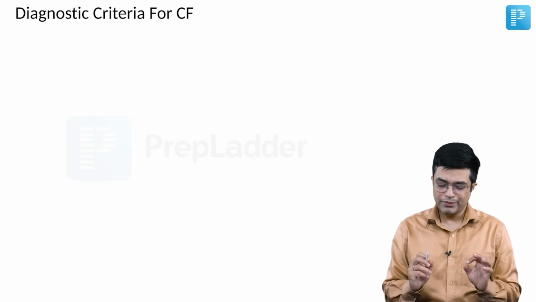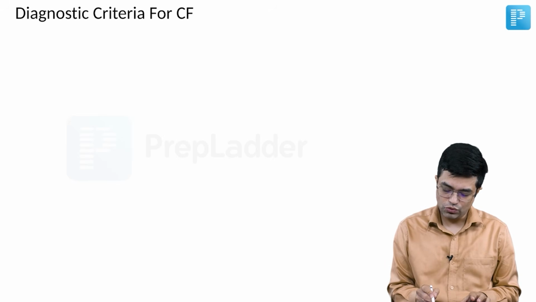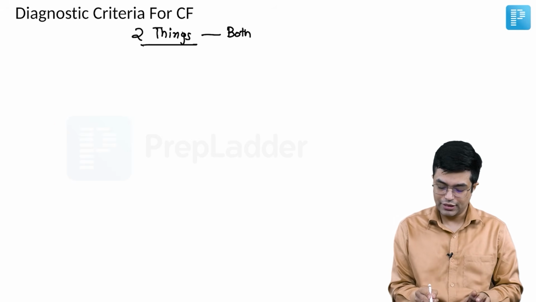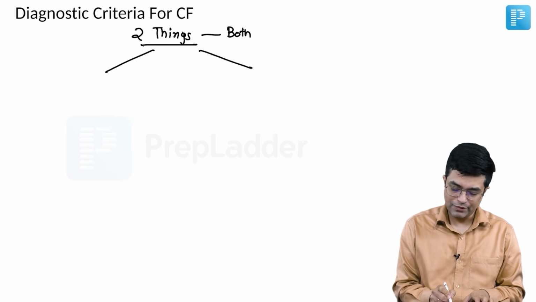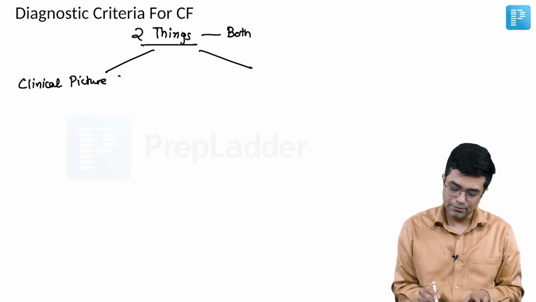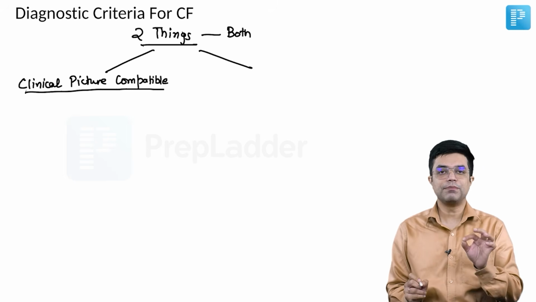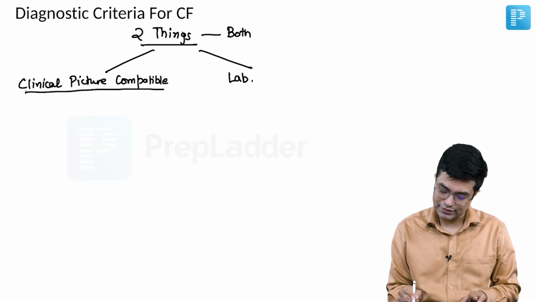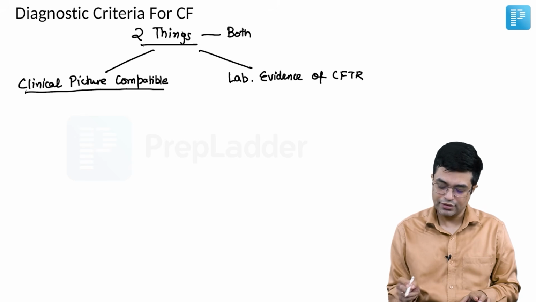I'll be dissecting out. So to make the diagnosis of cystic fibrosis, two things have to be fulfilled, and both of them have to be fulfilled. It is not that one out of them should be present. So what are the two things? First, there should be a clinical picture compatible with cystic fibrosis, as well as there should be a laboratory evidence of dysfunction in the CFTR. So there should be lab evidence of CFTR dysfunction.